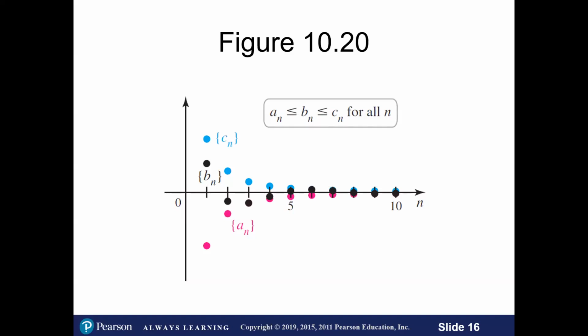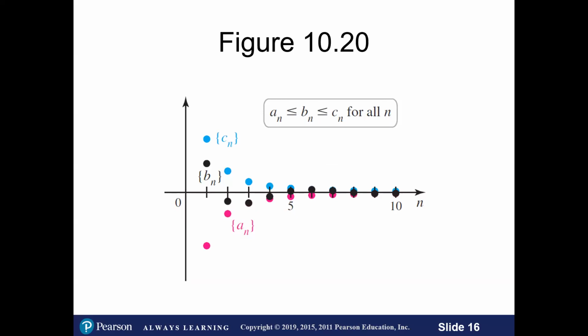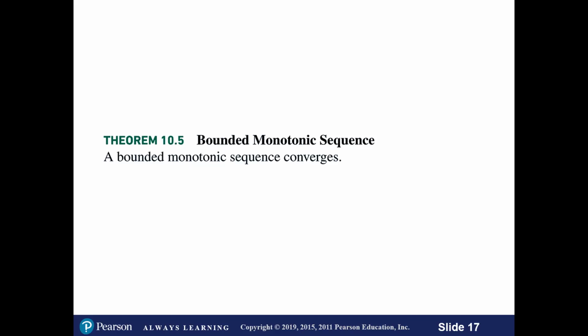Here is just a graphical depiction of what we just looked at. All right, so the next thing then is a theorem that we have for bounded monotonic sequences. And that says this: a bounded monotonic sequence converges.